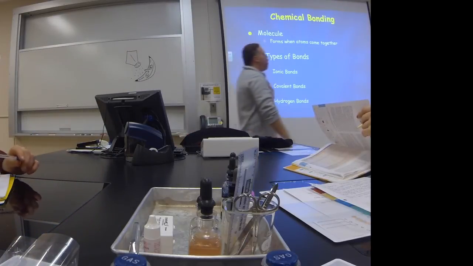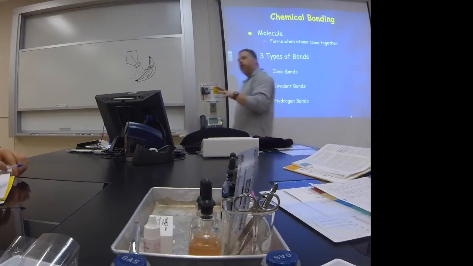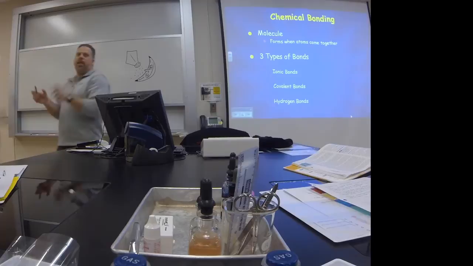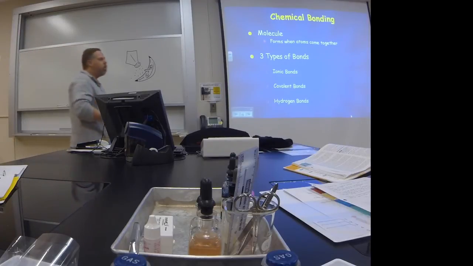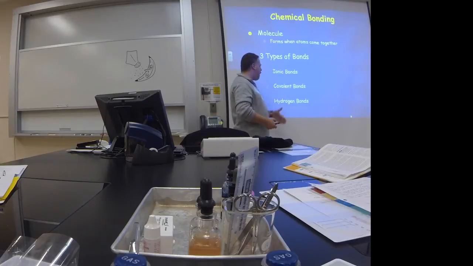All right. Now we have chemical bonds here. Once you learn about the elements, then how can we put elements together? We're going to glue them with these bonds. And there's three types of bonds. There's ionic bonds, covalent bonds, hydrogen bonds.